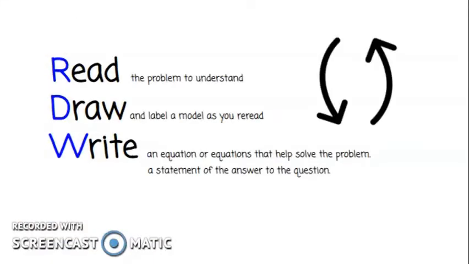Students are introduced to the read, draw, write process for problem solving. Students first read the problem to understand what the problem is about. Then students reread the problem, trying to represent the problem visually. Students may read and draw and reread some more. Next, students try to write an equation, or equations if it's a multi-step problem, to help them solve the problem. Finally, they write their answer to the problem in the form of a statement. This helps them to make sure that they've answered what the problem is asking of them.